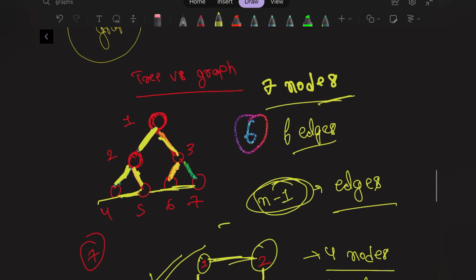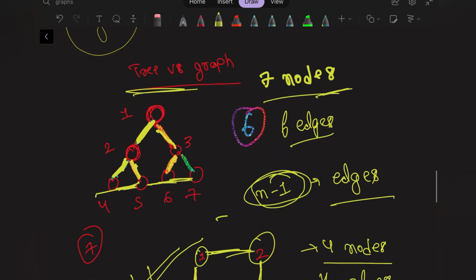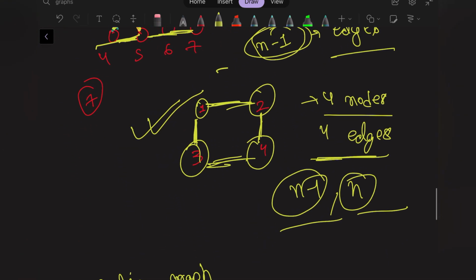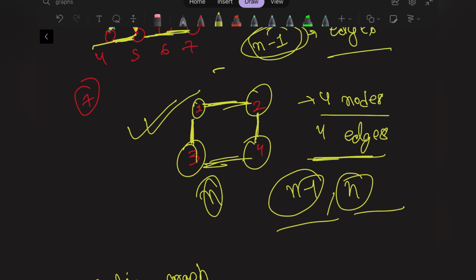Then after that we talked about the difference between tree and graph. A tree with n nodes has only n minus 1 edges between them. But a graph may have n minus 1 edges, or it may have n also in case of a cycle. So a tree does not have any cycle, but a graph can. So we can say a tree is a graph, but not every graph is a tree, because a graph can contain a cycle.